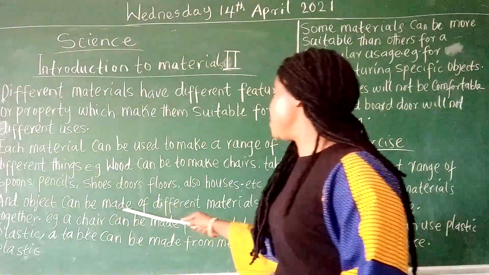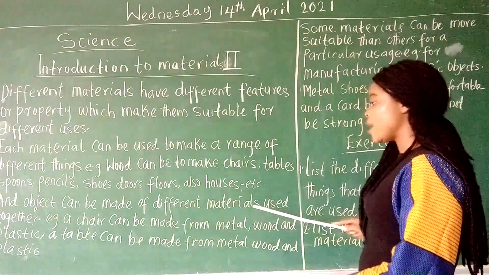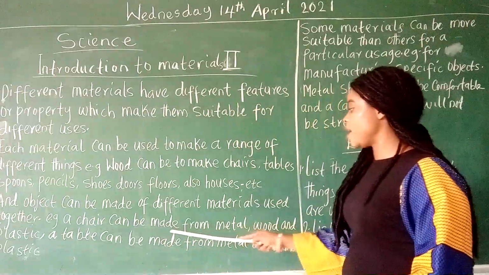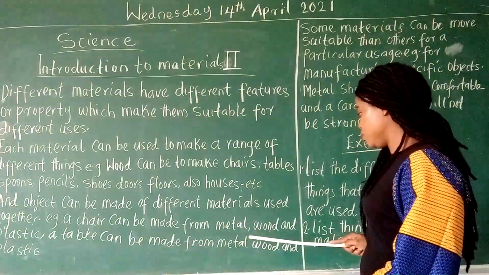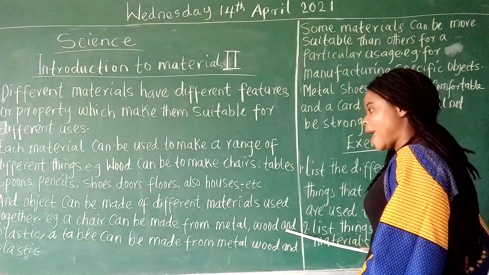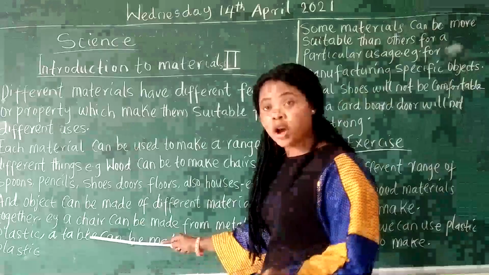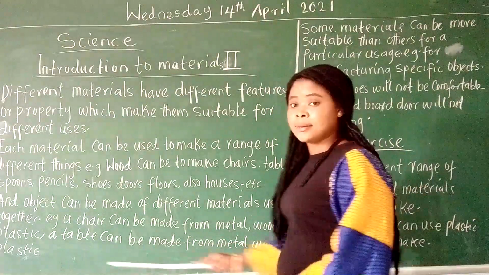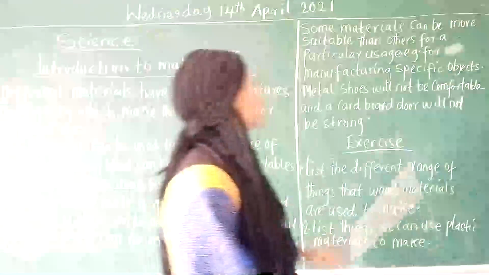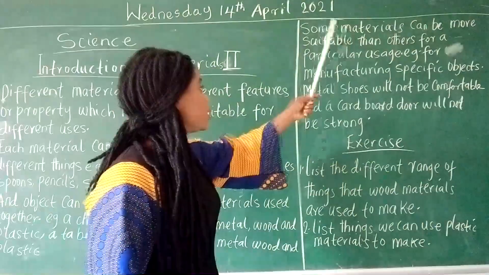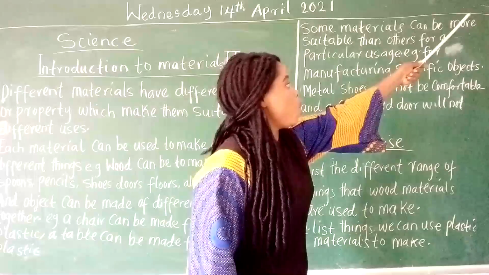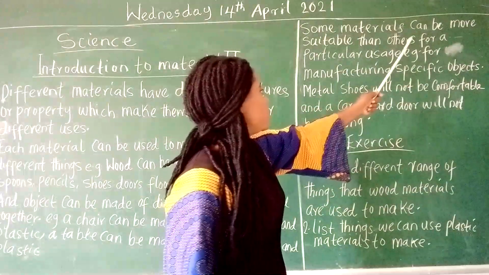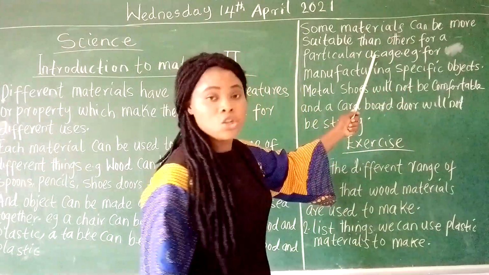An object can be made of different materials used together. Example, a chair can be made from metal, wood, and plastic. A table also can be made from metal, wood, and plastic. Some materials can be more suitable than others for a particular what? Usage.